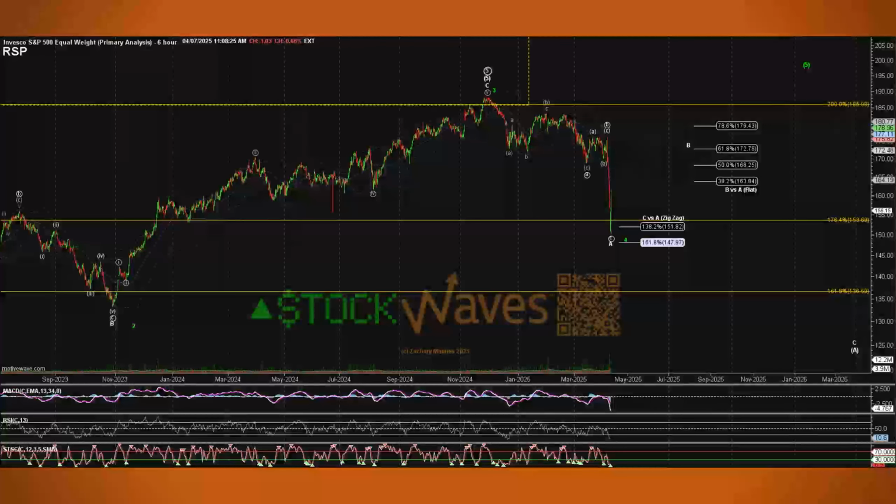So this is going back to April 7th and looking at what we were seeing in the RSP, that equal weight S&P. And I try to eliminate alternative counts on my charts as much as possible. When I do post an alternate, I try and show where there's going to be overlap and get people to focus on the point where there's most agreement.